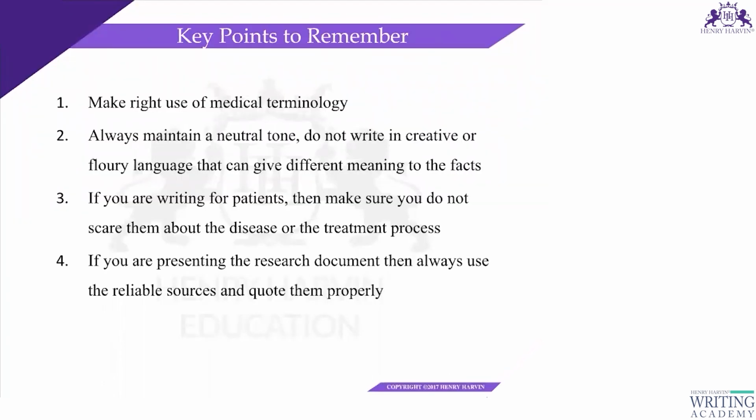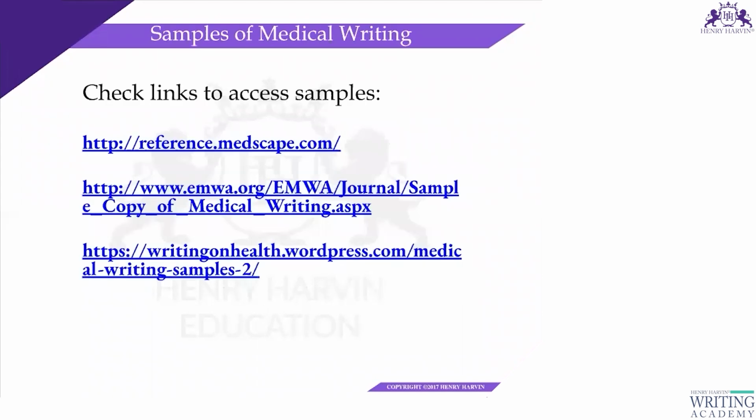So, key points: make right use of medical terminologies, always maintain a neutral tone, and do not write in creative or flowery language. Of course, you can write in a very creative manner when it comes to creative writing, but when it comes to medical, you cannot have creativity here. Then, if you're writing for patients, make sure you do not scare them about the disease or treatment. You need to be very neutral in the way you explain things to them. If you're presenting a research document, then always use reliable resources and make sure you cite them aptly.